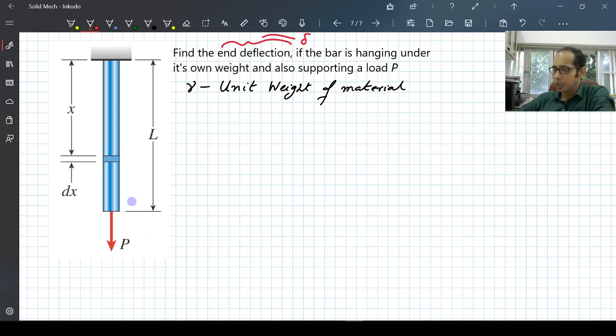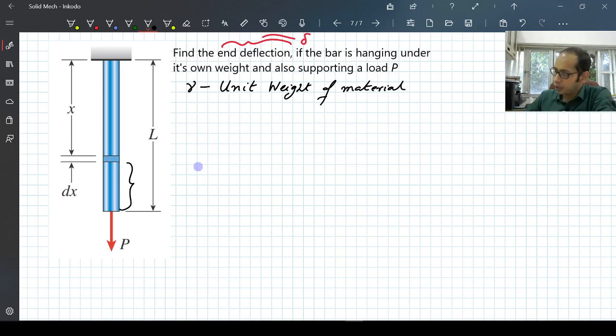right? So suppose at a distance x we take a section over here, or an infinitesimally small element dx. Now if I have to write the equilibrium equation for just this particular part, just to calculate the internal forces. So remember, you have to calculate the internal forces at every step now, because it's not just the end load P, you have this self weight of the material which is also there.